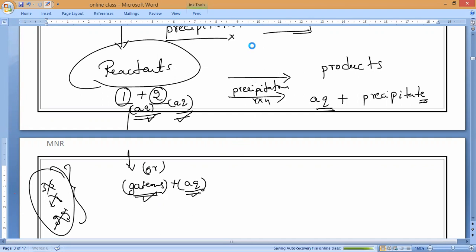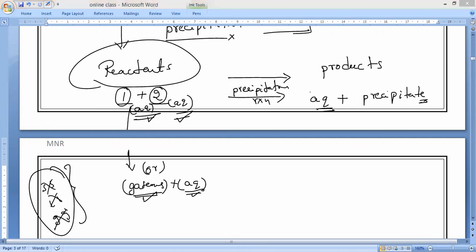So if you want to carry out the precipitation reaction, what is the state of the reactants, guys? Two aqueous. What is the state of the reactants? Either both are in aqueous state, or one is in aqueous state and one is in gaseous state. Understand, Shruti? That is what I am telling you.